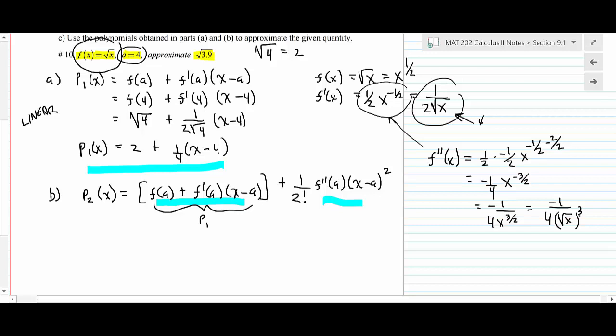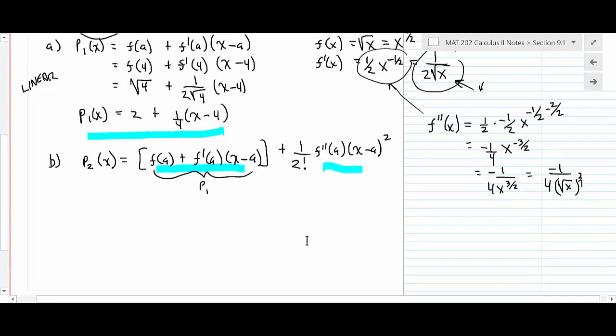So what we're going to do now is put this together in this formula. We need to do these two things. I'm going to do this piece right here at the side of the paper, then we'll go back and put this all together. All right? So let's see. We're going to have 1 over 2 factorial, which is just 2 times 1. Then when we do f double prime of a, and a is 4, we're going to do negative 1 over 4 times the square root of 4 to the third. Then we're going to have (x minus 4) to the second. I'm just doing what this quadratic approximating formula tells me to do.